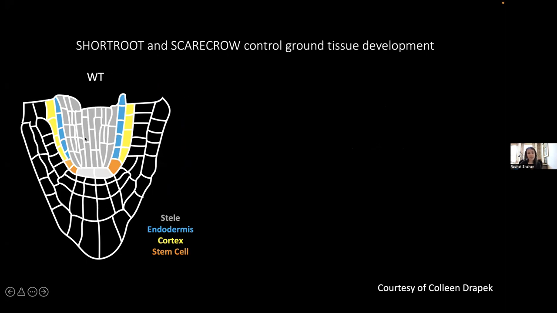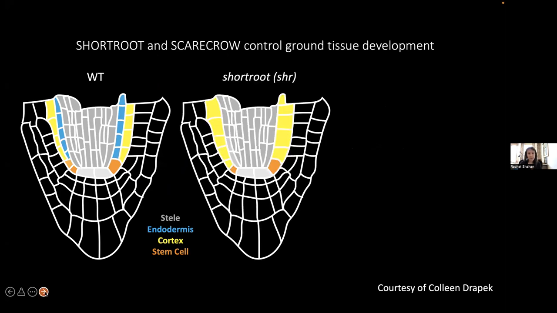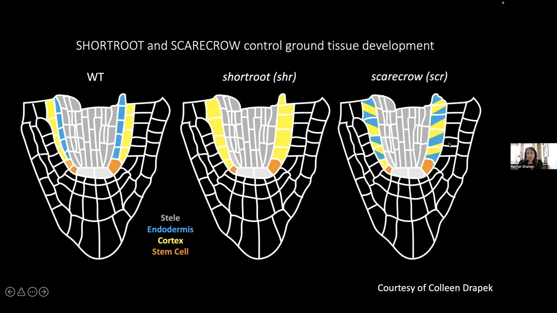So to show you here in the wild type, the ground tissue, again, consists of endodermis in blue, cortex shown in yellow, and those two cell types are formed from asymmetric divisions of the same stem cell daughter shown here in orange. However, in the short-root mutant, there's no asymmetric division, so that the ground tissue is instead one mutant layer with cortex identity. And in Scarecrow, that asymmetric division is also lost. There's still only the single mutant layer, but it has a mixed identity of both cortex and endodermis.